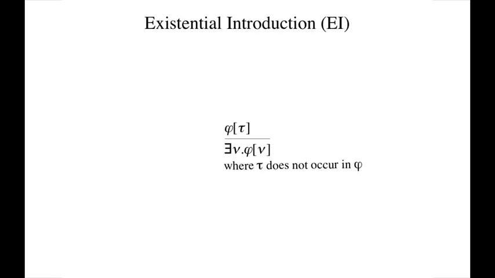Existential introduction's easy. Not much personality here. If we believe a sentence involving a ground term tau, then we can infer an existentially quantified sentence in which one, some, or all occurrences of tau have been replaced by the quantified variable, with the assumption that the variable does not occur in phi.